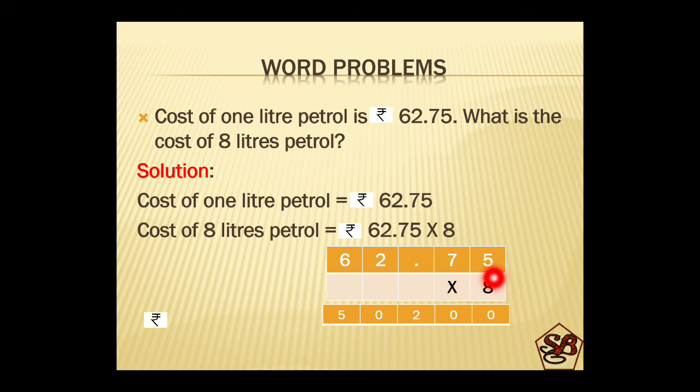502.00. The decimal point will be placed after 2 places, as this number has 2 digits after decimal point and this number has no decimal places. So the final answer is 502.00.